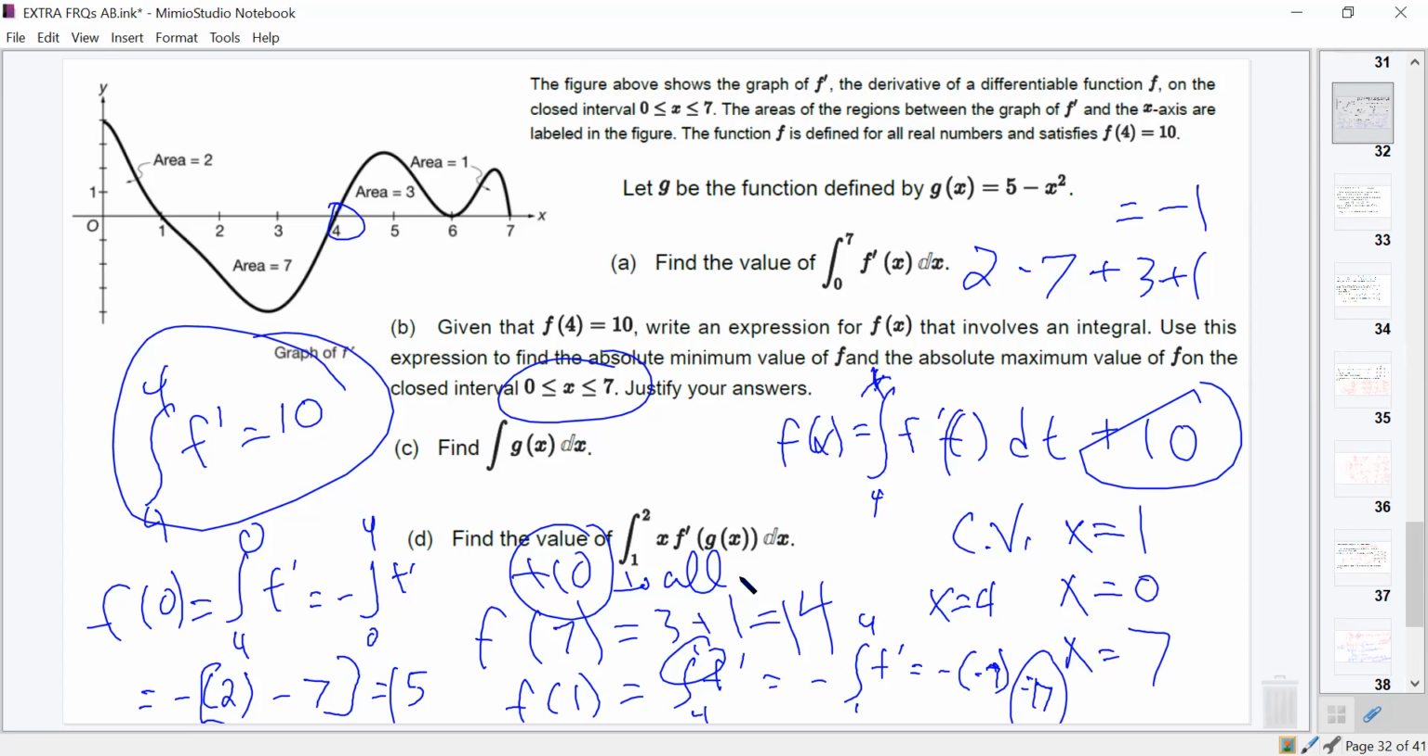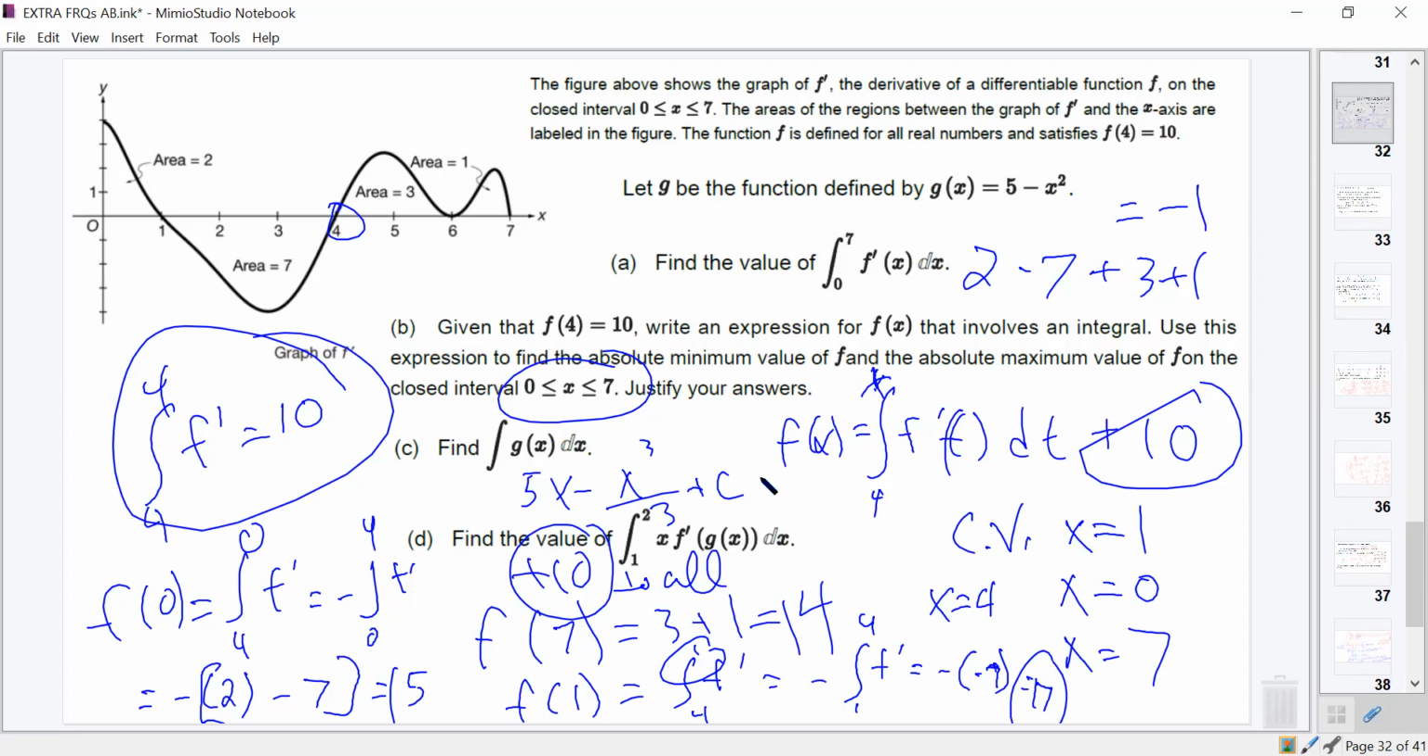All right, part C, find the integral of g. Well, that's easy. 5x minus x cubed over 3 plus a constant. Everybody good with that? Okay, that should be easy. And then we want the integral from 1 to 2 of x times f prime of g.